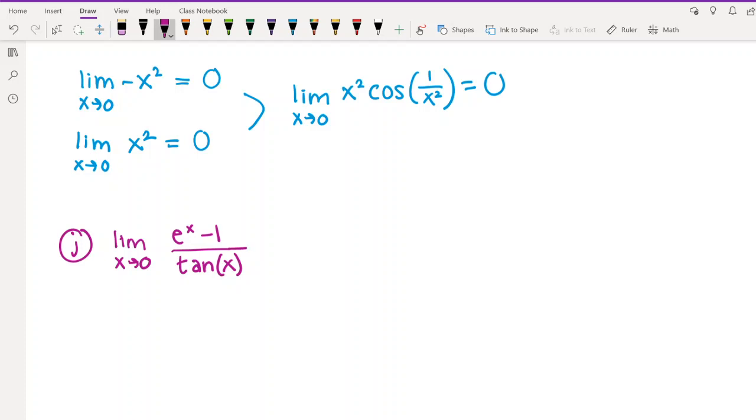So we can try to plug in 0 and see what we would get. If we were to plug in 0, in the numerator we would get e to the 0, which is 1. So 1 minus 1, which is 0, over tangent of 0, which is 0. And so this is an indeterminate form of the type 0 over 0. And so that tells us that we can use L'Hopital's rule.